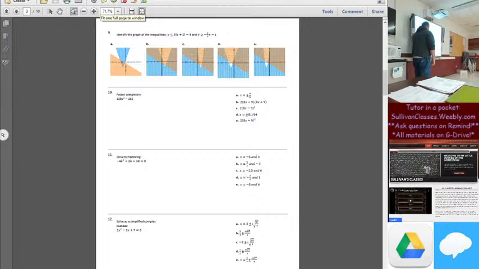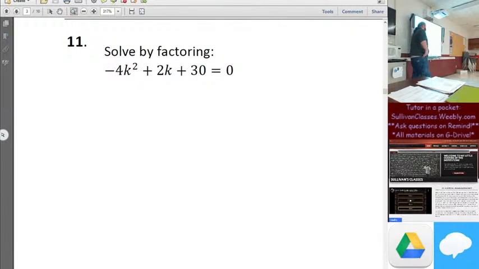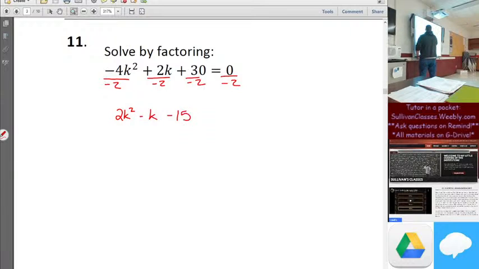Also pay attention to the directions on these, if they say to factor versus they say to solve. Solve by factoring. So, step 1 on the train: every single thing up here can be divided by, I'm going to go by -2, so that I keep the positive coefficient out front. It's just easier. Because 0 divided by -2 is still 0.